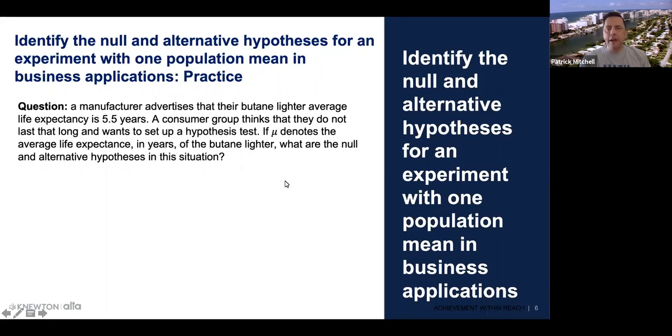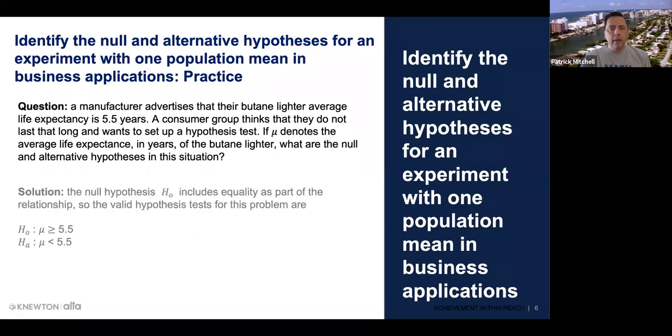That is a claim against the status quo or the generally accepted belief. And in this case, that's being made by the consumer group. The consumer group thinks they do not last 5.5 years, which means they believe they last less than that. So the alternative hypothesis would be that mu is less than 5.5, and therefore the null hypothesis has to be that mu is greater than or equal to 5.5.